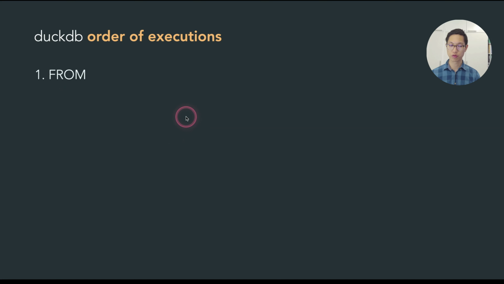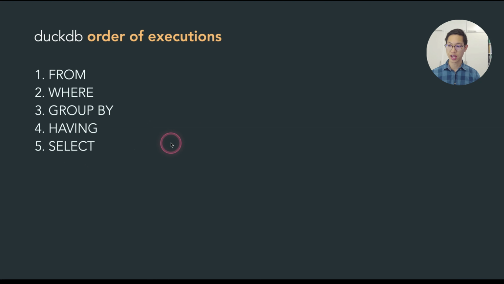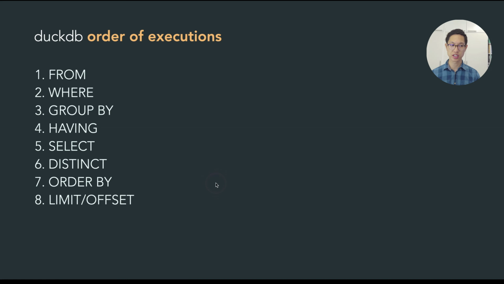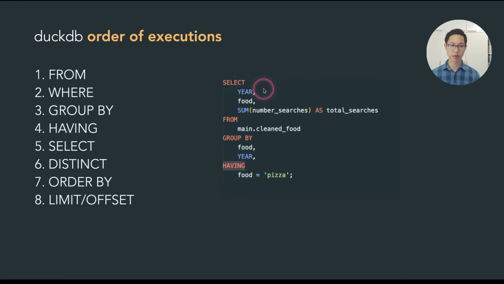Here you have the from clause, which goes first, and then you have the where clause, the group by clause, the having clause, select, distinct, order by, and limit offset. This is the order of execution in DuckDB. For example, here you have this query. Number one is the from, then two is the group by, then you have having here, and then it's the select, right? This is the order of the execution.